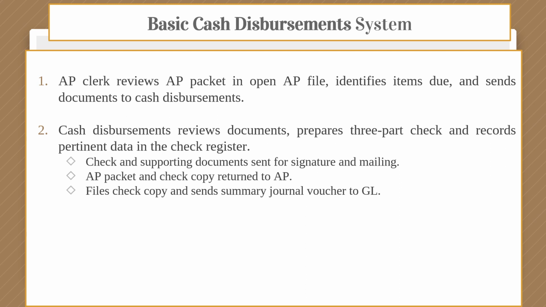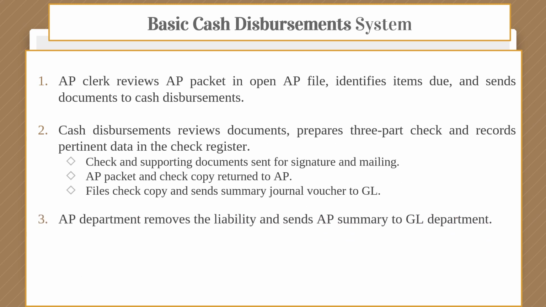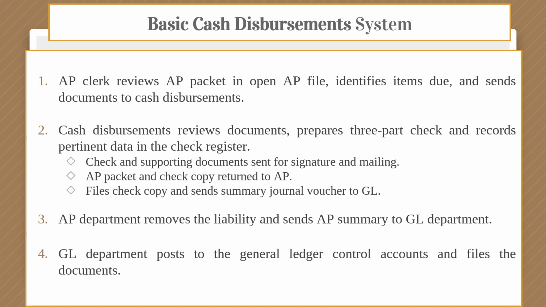Then they file the check copy and send a summary journal voucher to the general ledger. The accounts payable department removes the liability, because we adjust the accounts payable balance by reducing it, since we have paid already, we sent the check, and send the accounts payable summary to the general ledger. The general ledger department posts to the general ledger control account and files the documents.